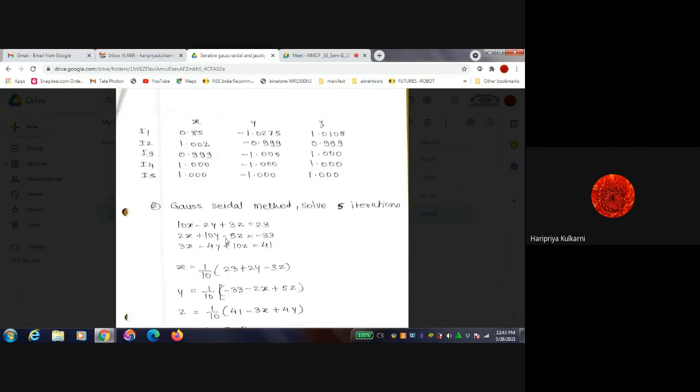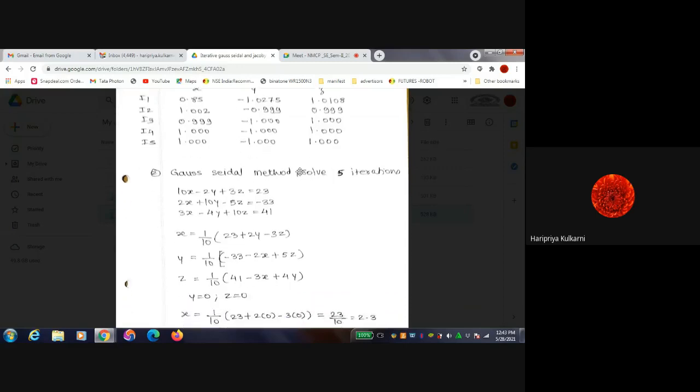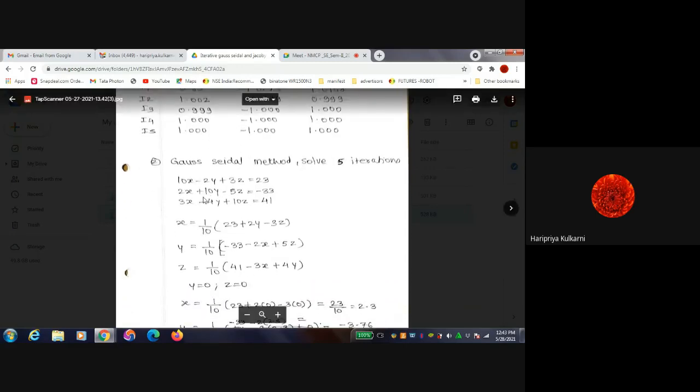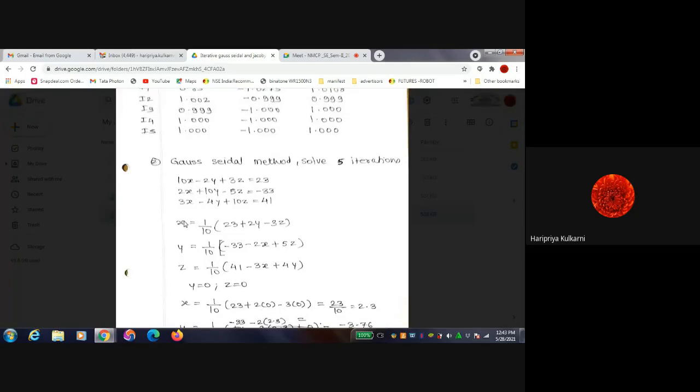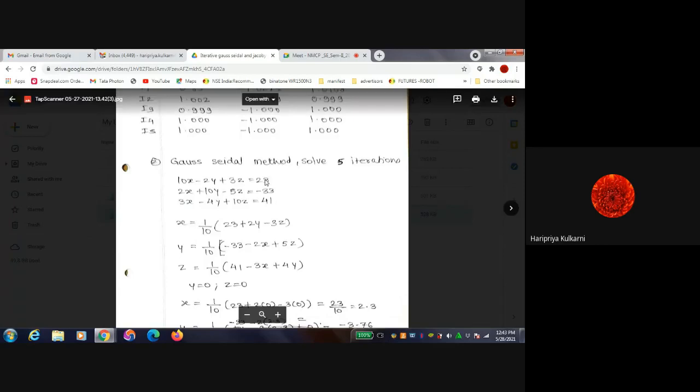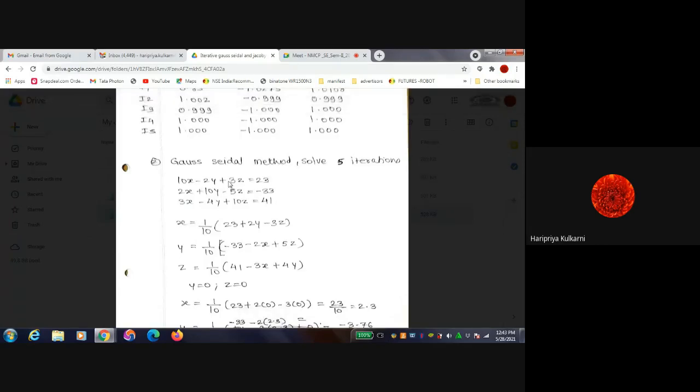So this is one more numerical for practice. You can try it. Again, very simple. These three equations are given. The first equation, you have to make it x equal to. The coefficient is 10, so 1 upon 10 will be 23 plus 2y minus 3z.